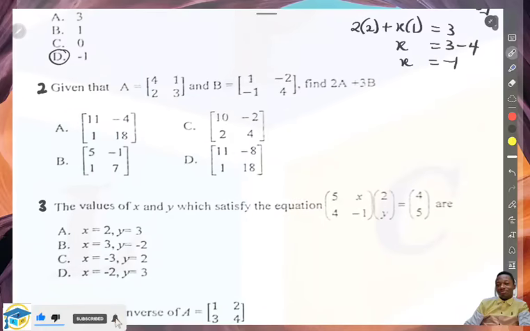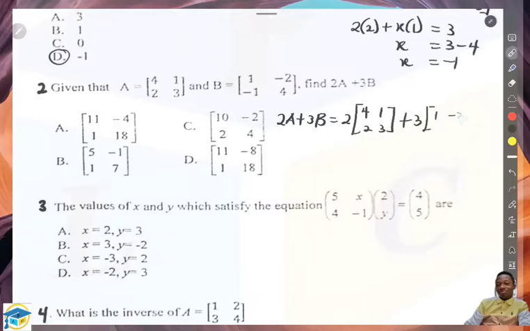Let's move on to question number 2. Given that A is equal to 4, 1, 2, 3, and B is equal to 1, negative 2, negative 1, 4. Find 2A plus 3B. So it is also a scalar multiplication of a matrix. So we have 2A plus 3B. And that should be equal to 2 multiplying the matrix 4, 1, 2, and 3, plus 3 multiplying the matrix 1, negative 2, negative 1, 4.